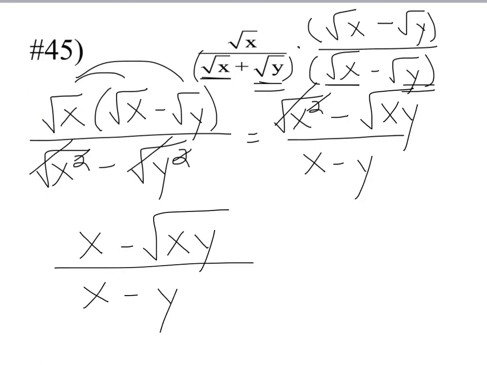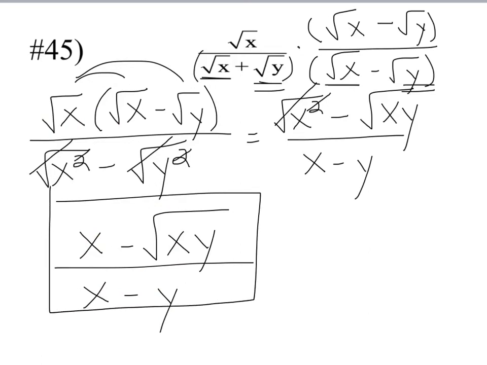Now I know someone's going to ask, oh, can I go ahead and cancel these x's? No. This is one thing, x minus the square root of xy. This minus marries these two things together. And this is one expression because the x and the y are married together with this minus sign. You cannot cancel these two x's out. So this is your final answer.